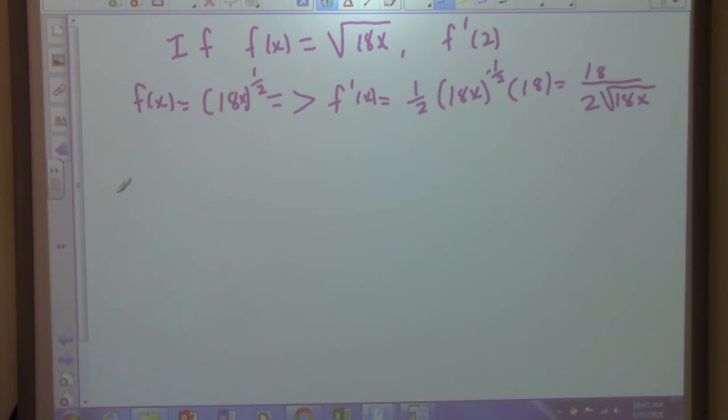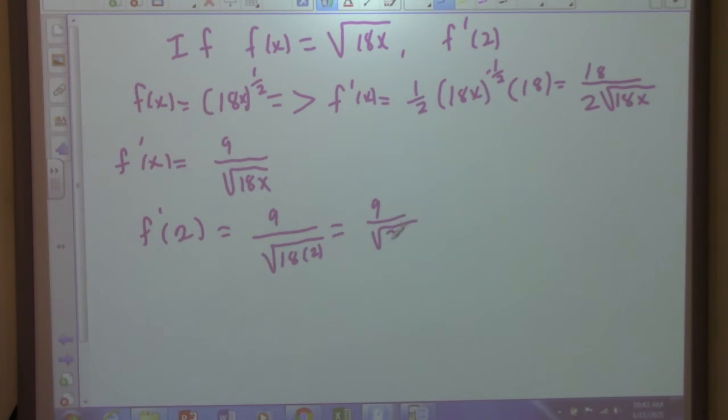And this simplifies, meaning f prime of x is equal to 9 over square root of 18x. And so f prime of 2 is going to be equal to 9 over square root of 18 times 2, which is 9 over square root of 36, which equals 9/6, which simplifies to 3 over 2.